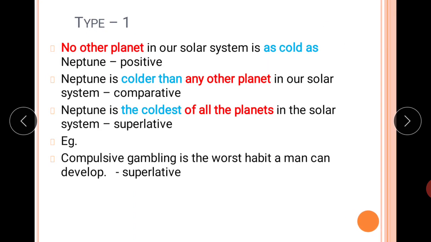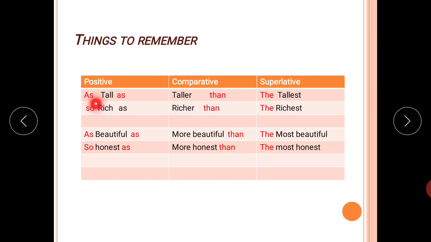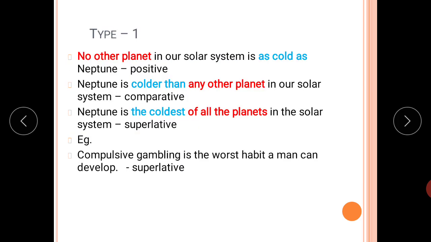Today we are going to see 3 types. Okay, look at the first sentence. No other planet in our solar system is as cold as Neptune. This is in positive degree because we have "as cold as". We already saw "as tall as", "as rich as", "as beautiful as". This is in positive degree. Okay, so it is positive. No other planet in our solar system is as cold as Neptune.